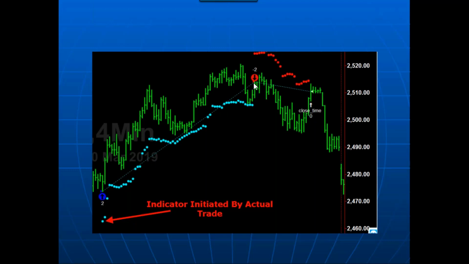If you look at the short trade, you see the same thing. We did hit the close time before this self-adaptive stop could get into it. But you'll see that the dots went from blue to red exactly the same time as the trade went from long trade to short trade. So this is the stop that adapts itself by starting only when the actual live trade is initiated.